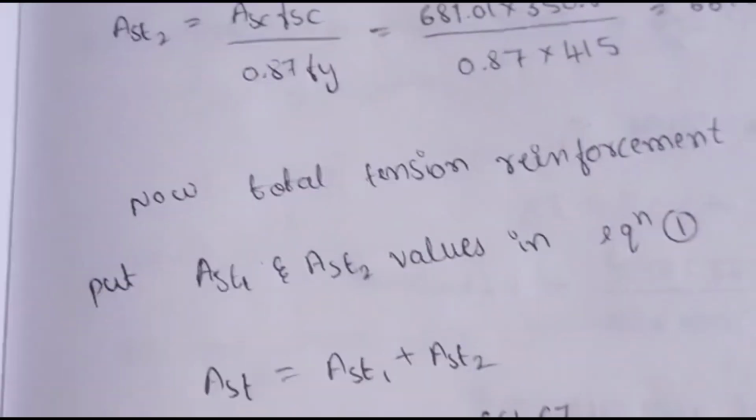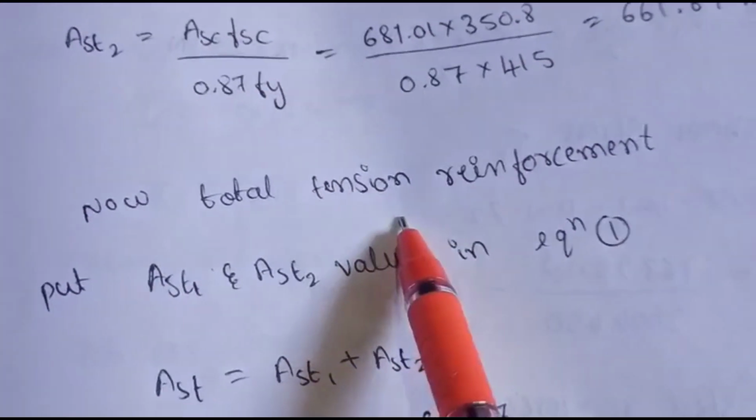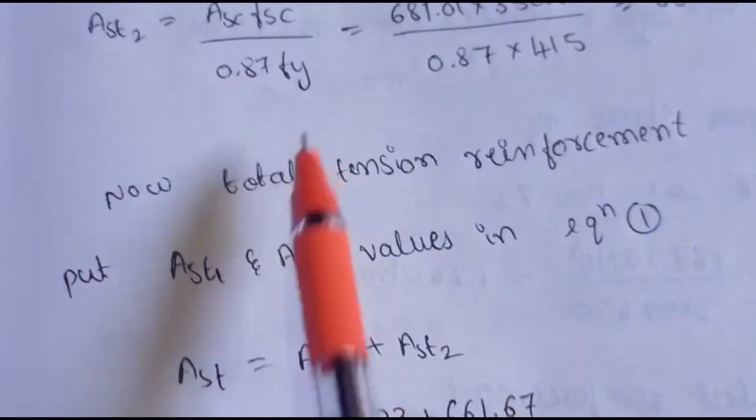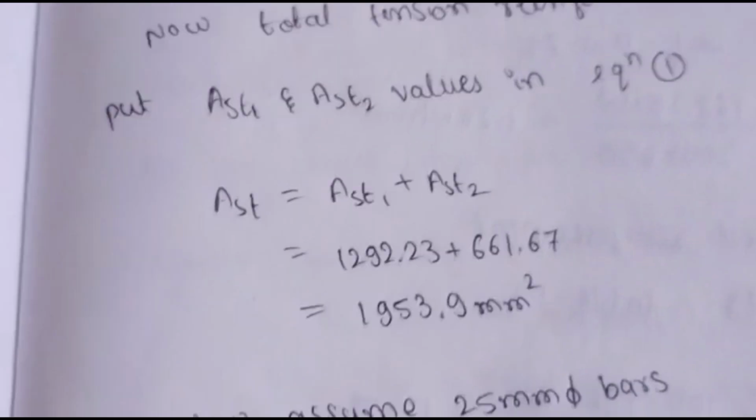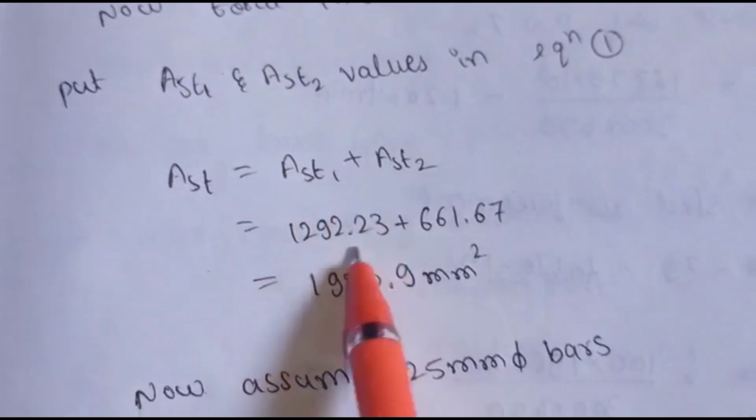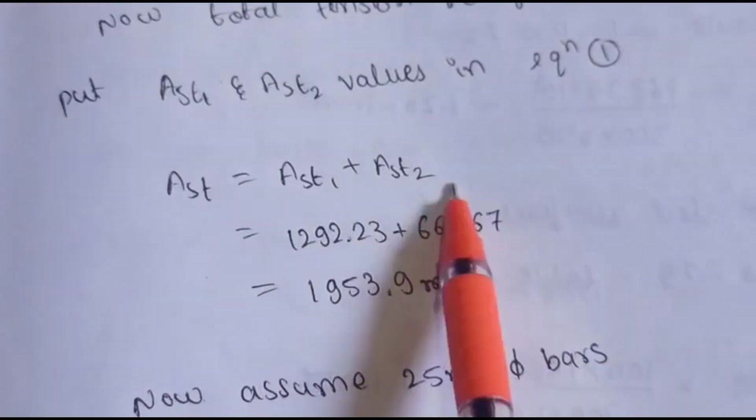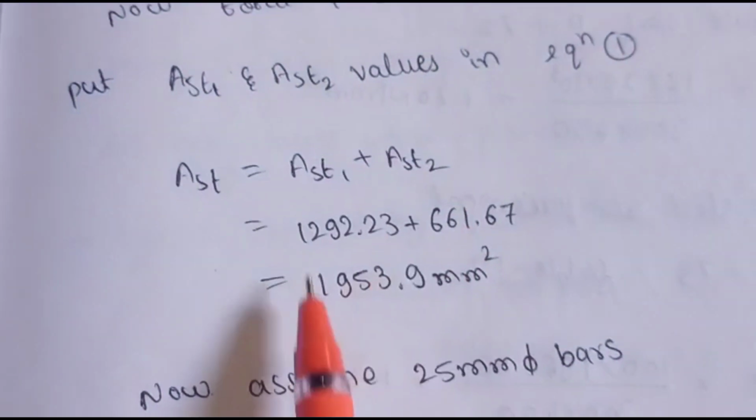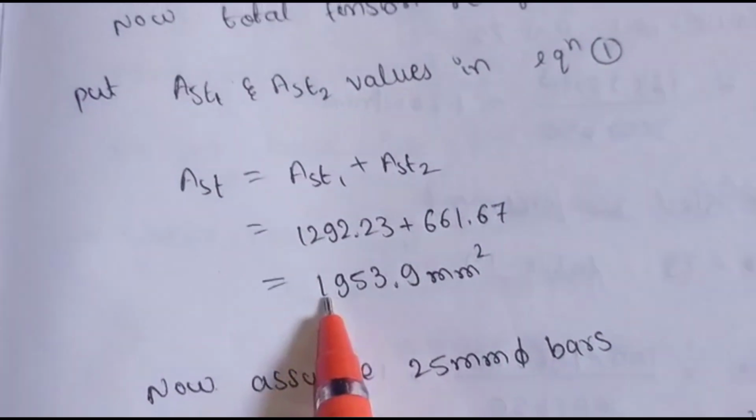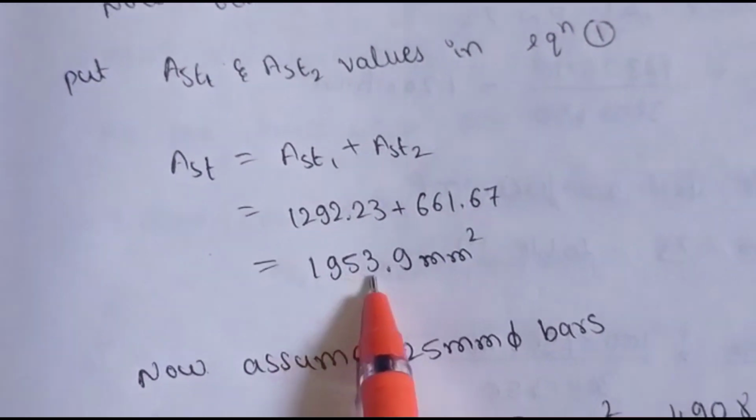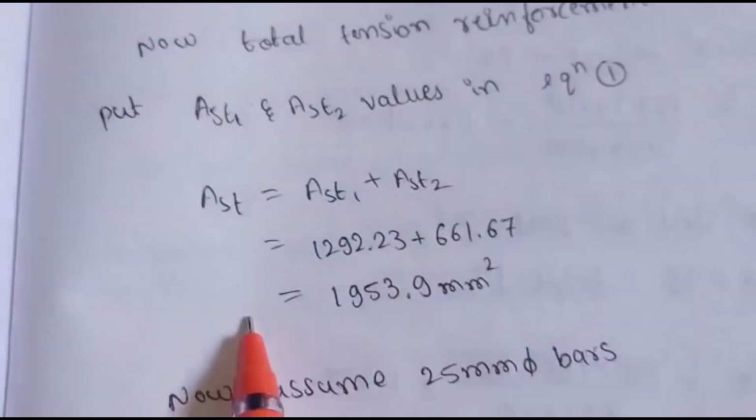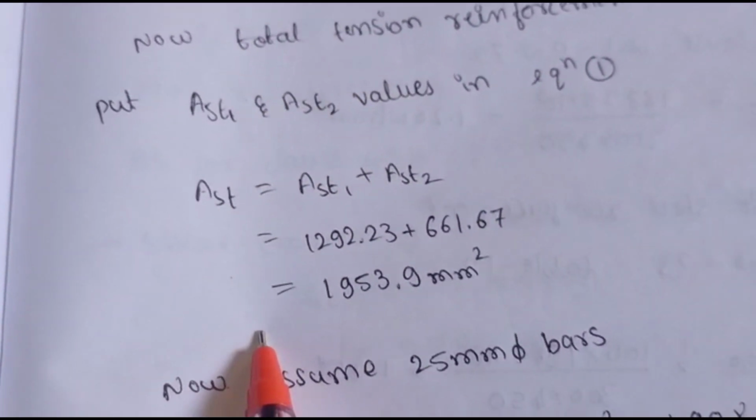Now to find out the total tension reinforcement, substitute AST1 and AST2 values in equation number 1. So our equation, AST is equal to AST1 plus AST2. After simplifying, we will get our AST value is 1953.9 mm square. This is our area of tensile reinforcement.